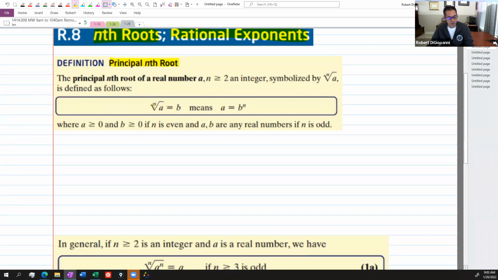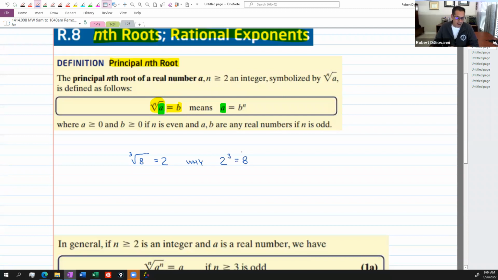So here's the notation we use: the nth root of some number a. If we say that that's equal to b, what we mean by that is that the a that's underneath the root is equal to b to the n power. Okay, what do we mean here? We mean if you write down the cube root of 8, that is equal to 2. Why? Because when you take 2 and cube it, you get the 8.